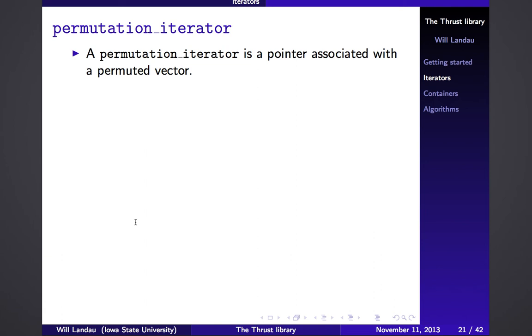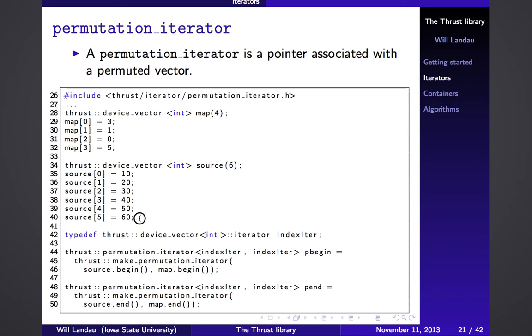A permutation iterator is a little bit more complicated. You get a permutation for free. Instead of having to permute a vector and store that whole thing in memory, you can define a permutation iterator, which is much more memory efficient to get the job done. So I'm going to define a device vector called source with these elements in it, and I'm also going to define map, which is a function on the indices of source, which is going to switch things around. It's going to permute them. And then when I make a permutation iterator, this is the type.